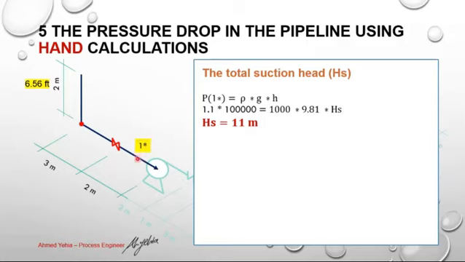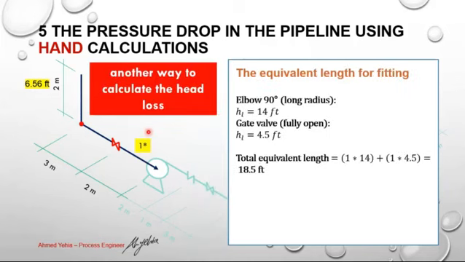Then the head here is 11 meters. This is equal to 1.1 bar. And the pressure drop here is minus 0.1. There is another way to calculate the head loss.